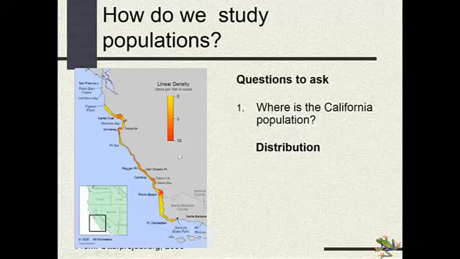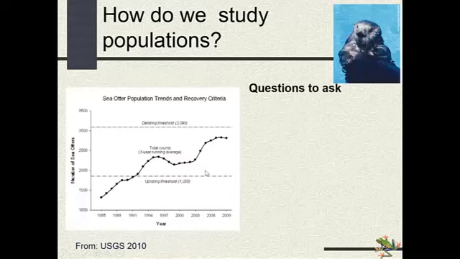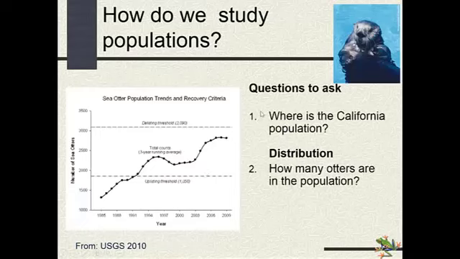That's their distribution. And the next question is, how many otters are in the population? The abundance. And as you can see in this slide, the sea otter population has changed over time. We have data here from 1985 to 2009, and you can see that there was a steady increase, but that it seems to be leveling off now, and this trend has actually held for the last 5 years.